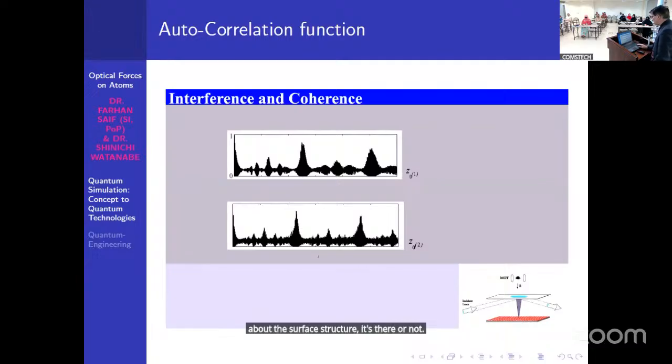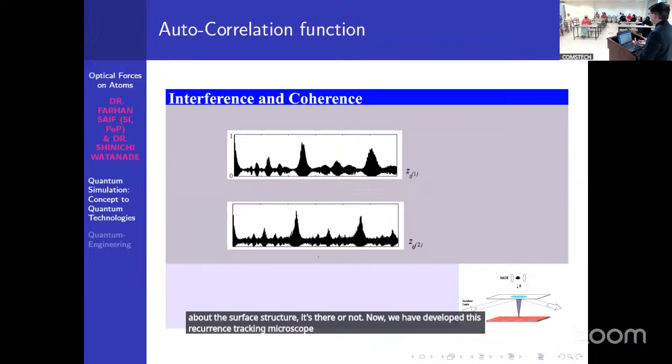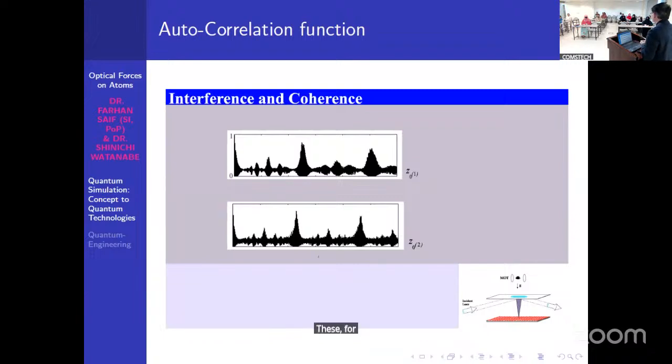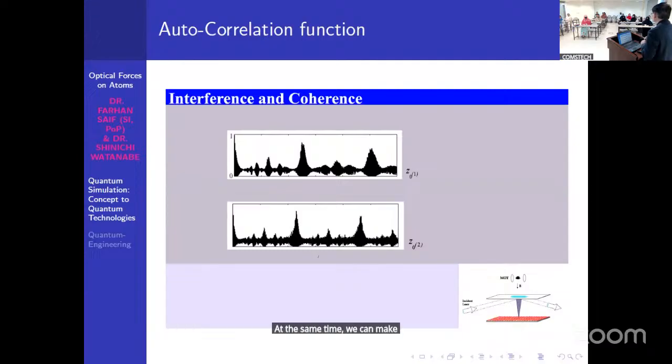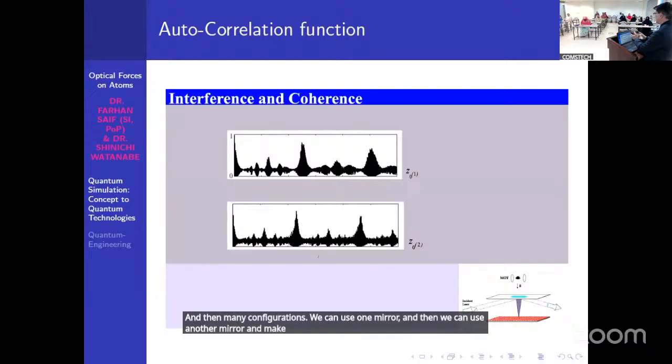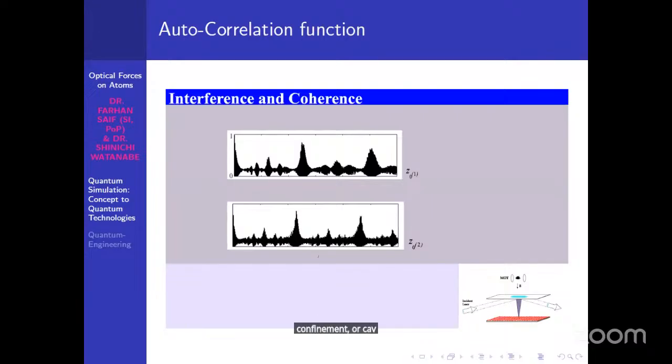Now, we have developed this recurrence tracking microscope in many ways. For example, we have used an optical atomic mirror, or an atomic mirror made by an optical field. At the same time, we can make an atomic mirror using a magnetic surface. That is again something which we have shown in our book. And then many configurations. We can use one mirror and then another mirror and make a confinement, a cavity.